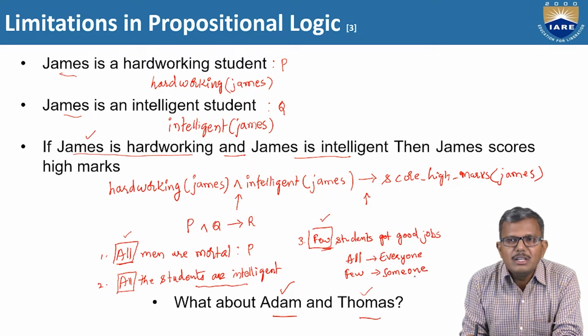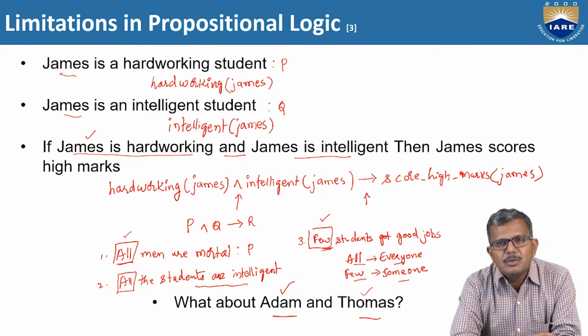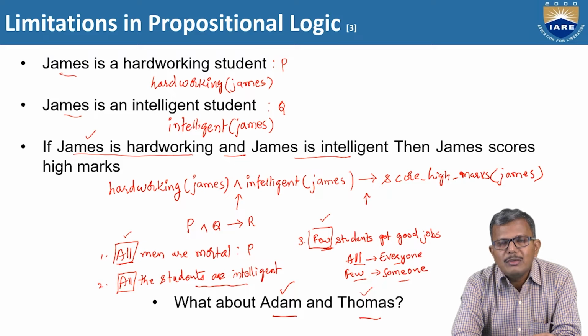Means there is a possibility of getting these words also while representing English sentences. But with the help of propositional logic, how are you going to represent these words? All, few, everyone, and someone. Is it possible? It is not possible. Why? Because propositional logic supports only a few connectors which you can use to connect different statements.